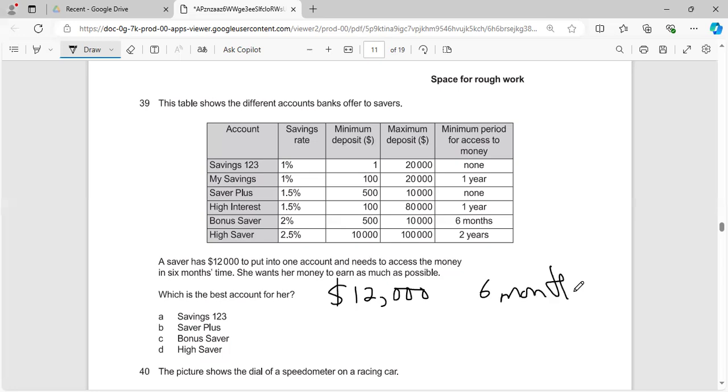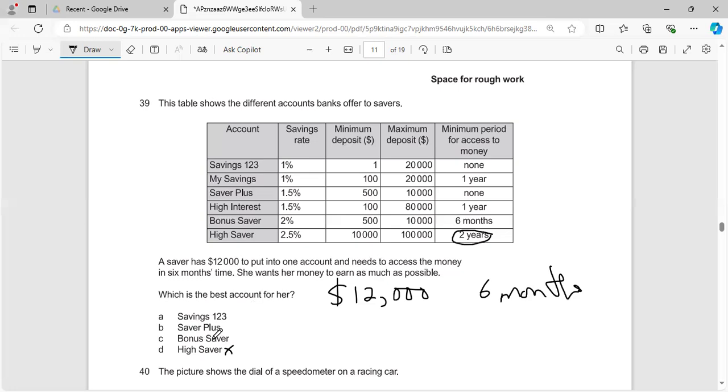Alright, so let's look at the iSaver. Why couldn't it be the iSaver? The iSaver is 2.5%, which is the highest savings rate, which is good. The minimum deposit is 10,000, so the 12,000 is good in that. But guess what? At 2 years at the minimum you can access it. So the person wants the money in 6 months. So you can't use iSaver because that's going to mess up in terms of time. 2 years before you can get that.